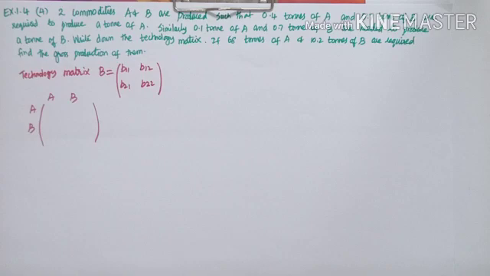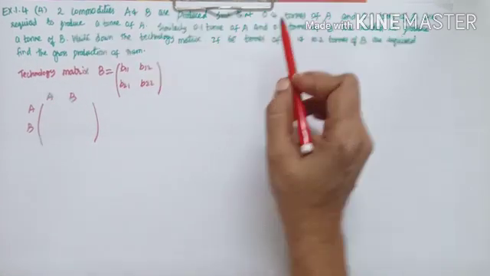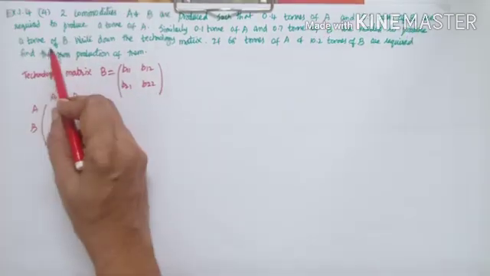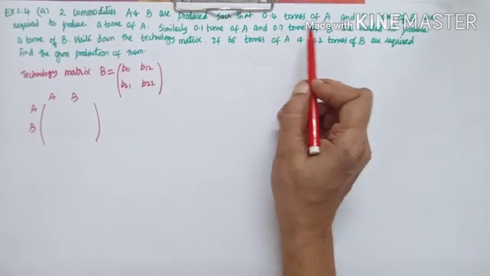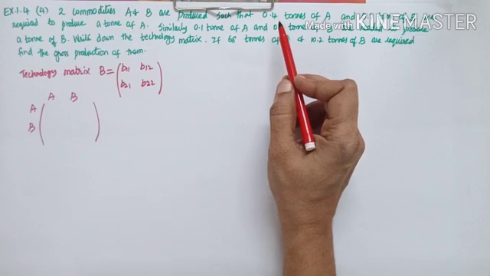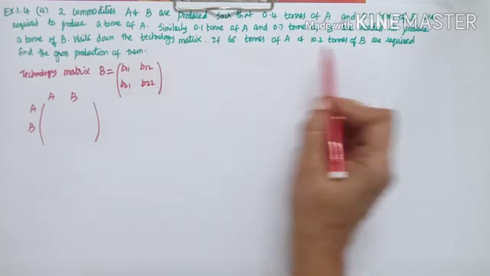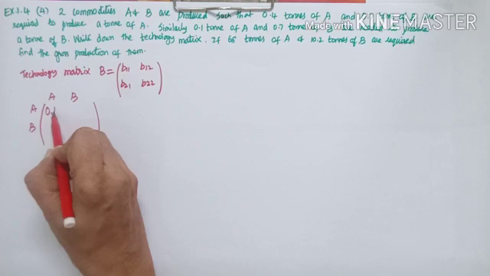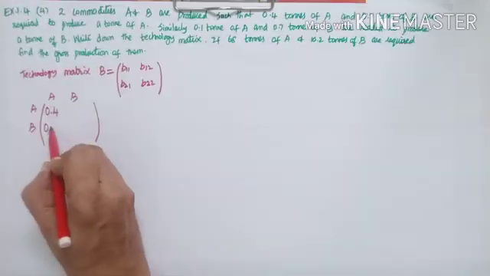Exercise 1.4, question number 4. Two commodities A and B are produced such that 0.4 tons of A and 0.7 tons of B are required to produce a ton of A. See, as I read it, 0.4 tons of A and 0.7 tons of B. So there is no output given here. So 0.4 A under A, 0.7 A under B I will write.